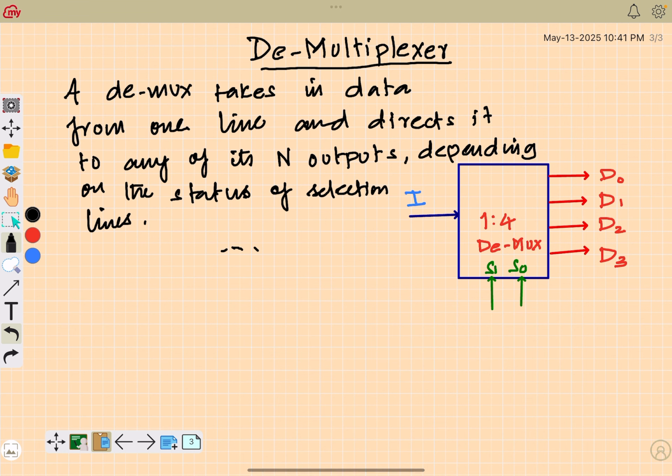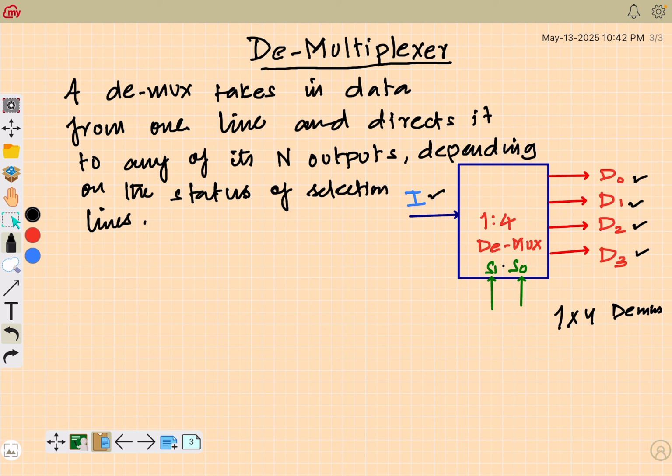In multiplexing, we had n inputs which were related to the selection lines and we only had one output. But demultiplexing is the reverse. You will have only one input and your selection lines will determine which of the outputs this input will be routed to. Fine. So here is an example I have drawn here. This is a 1 cross 4 demux. It has one input line which I have denoted by I, four outputs D0, D1, D2, D3, and as usual two selection variables S1 and S0.